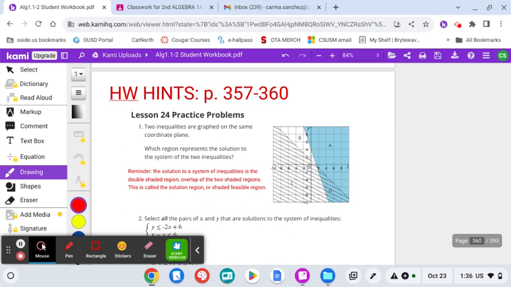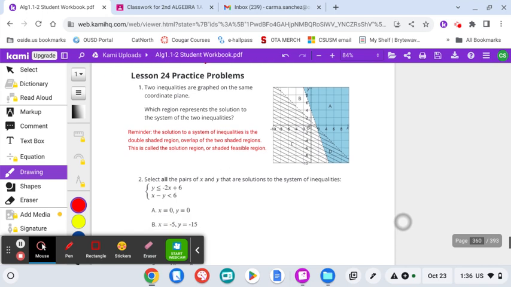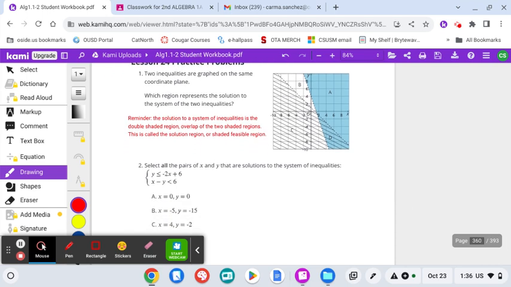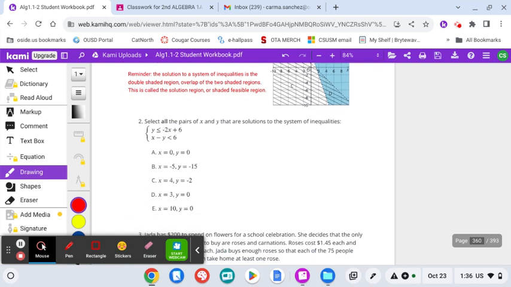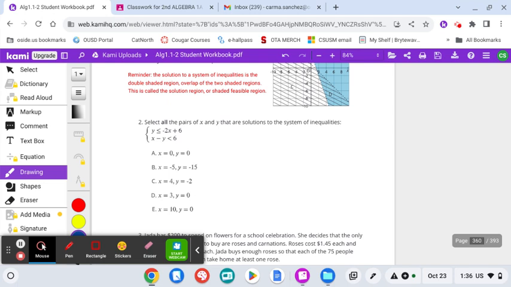Just a quick reminder that the solution to a system of inequalities is the double shaded region, the overlap of the two shaded regions. It's called the solution region or the shaded feasible region. So you're just going to pick A, B, C, or D for that answer. Next, they want you to select all the XY pairs that are solutions. You're going to test all of the XYs in A, B, C, D, and E and see if it's a yes or no. There's going to be multiple answers.